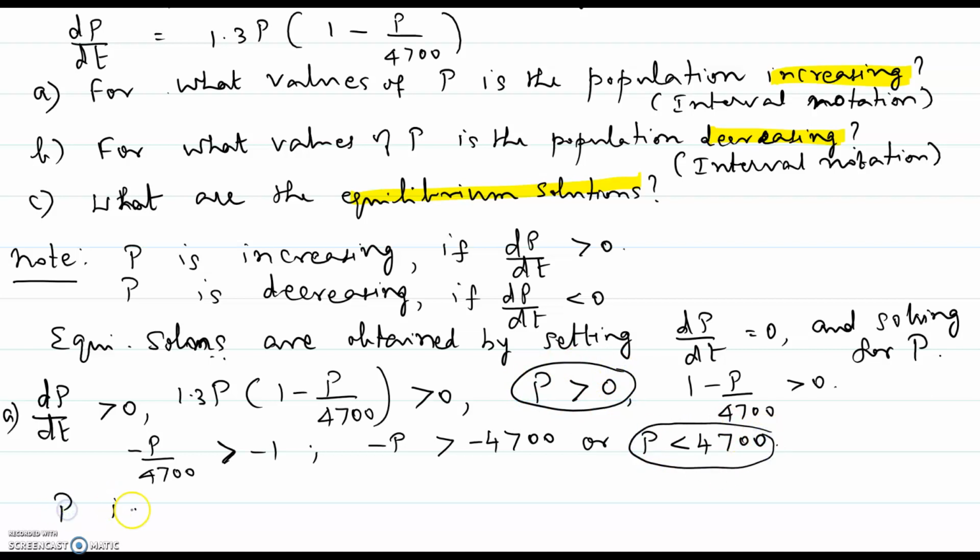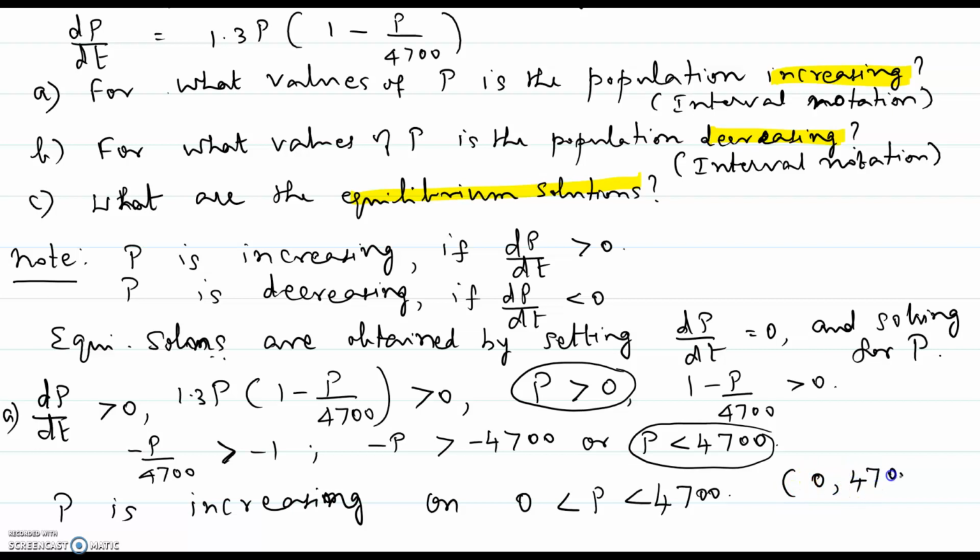So P is increasing on the interval 0 less than P less than 4700. In interval notation, we write this as 0 through 4700 in the interval form. So that's where the population is increasing, in that interval. The problem says that you write in the interval notation.